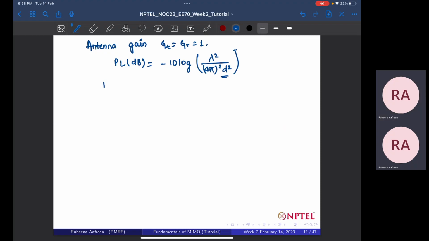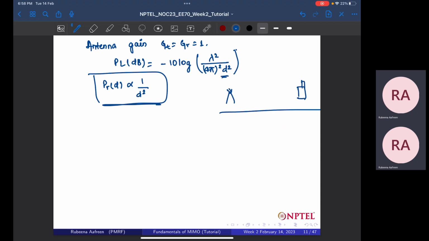In linear scale, we can write. Again, we're seeing this. So we have this transmitter and a receiver with a distance d. Now, if I say d equal to 0, then this power will go infinite. So d cannot be 0. So there must be a threshold distance from where we can compare the power, right?